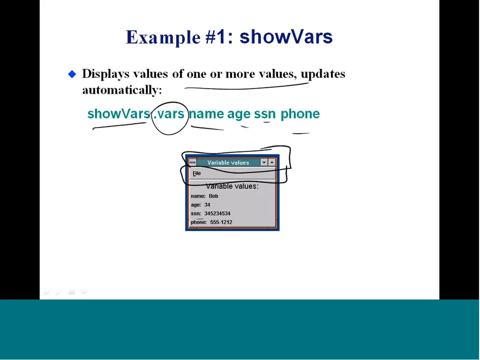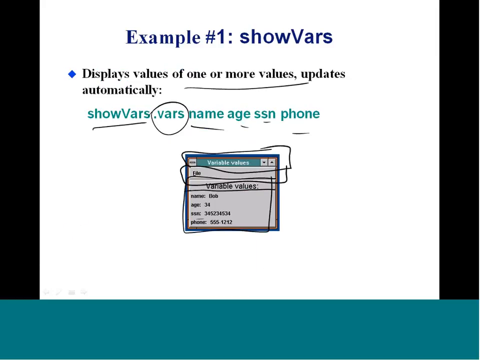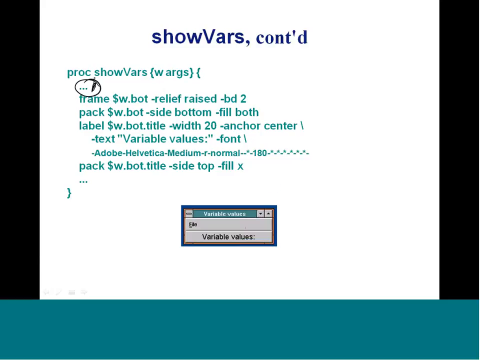Now we will go into how we get this piece of it. For that, first we need to define the variable values, which is just this much. So how do we do it? Basically we again define the frame, and here we have this one as $w.menu. Now this portion will be called $w.bot, and we are packing it from the bottom. The title is anchored at the center, it says variable values, and then we specify which kind of font we want to use. The title is packed at the top of this particular box. So now let's look at the next one.